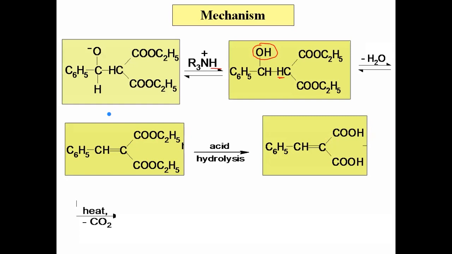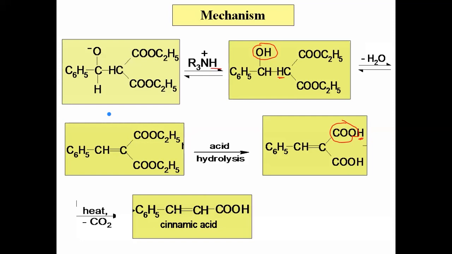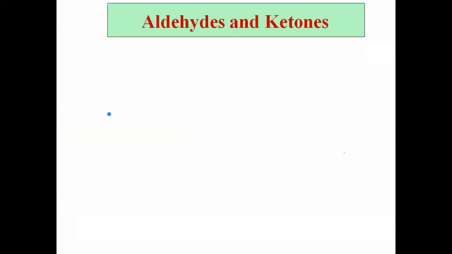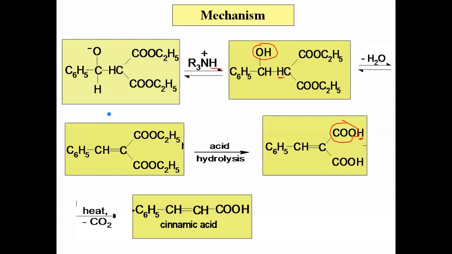मग यामध्ये काय होतं? One of the COOH undergoes decarboxylation. म्हणजे यामधून CO2 बाहेर पडतो. I have written -CO2 on the arrow. एक CO2 बाहेर पडतो. हा जो हायड्रोजन आहे it is directly attached to carbon. मग एक COOH remains as it is. One COOH remains as it is. Okay, and we get the compound C6H5 CH double bond CH and single bond COOH, and thus there is a formation of alpha beta unsaturated carboxylic acid. This is nothing but the cinnamic acid, and we have studied the mechanism for the reaction.